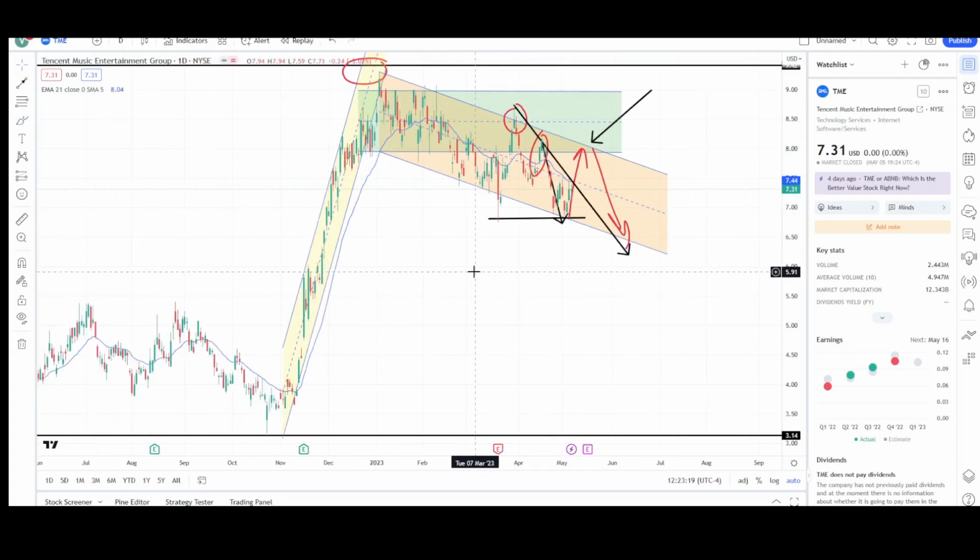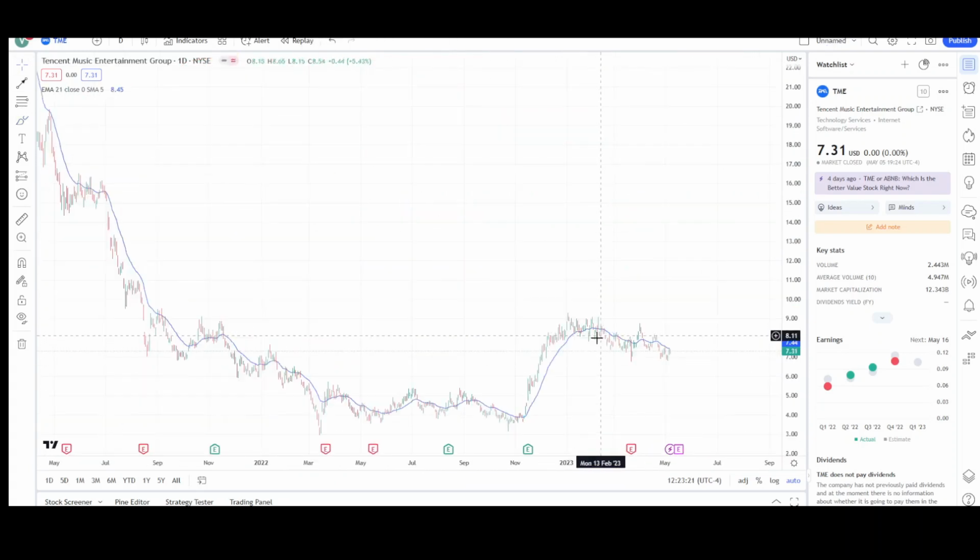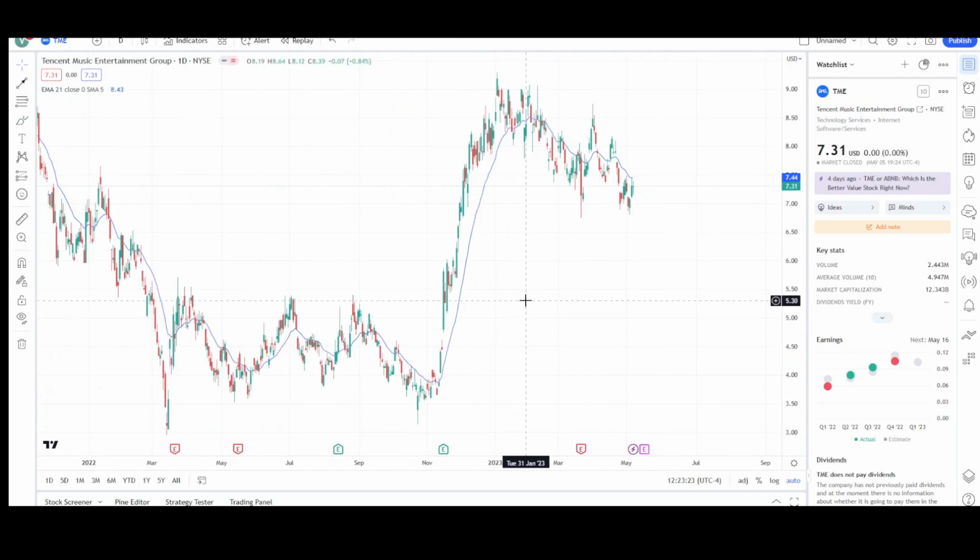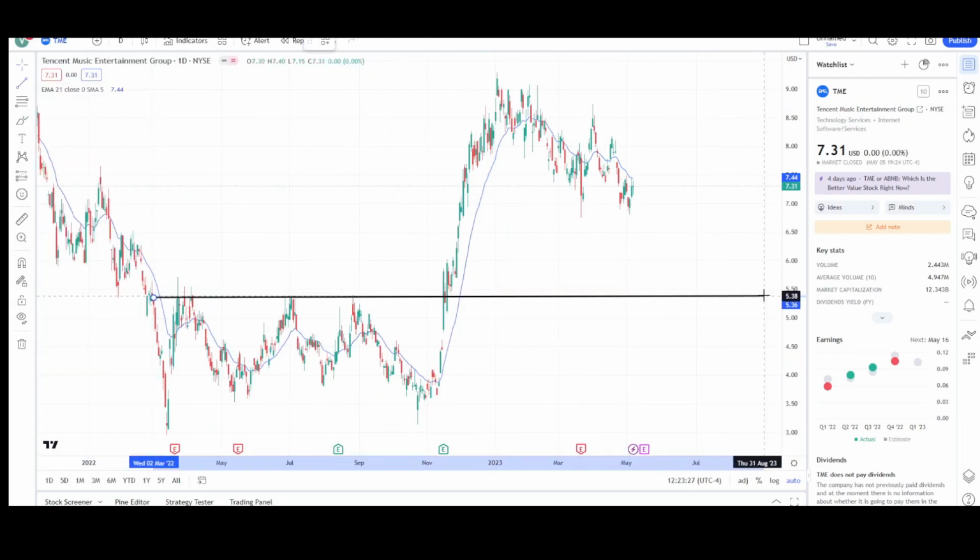So that's how I'm looking at TME. But overall, it's a very nice up move. Can we come back to this breakout point right over here at this $5 level, $5.30 level?